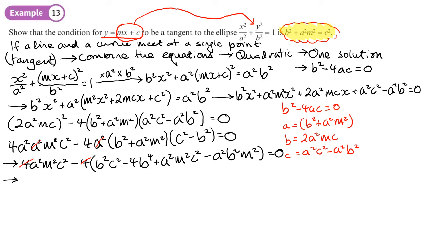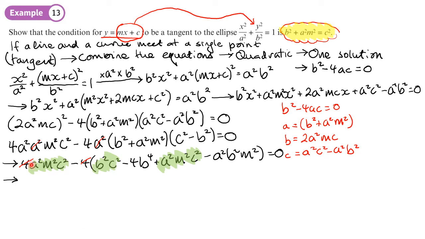Now I've got, this is going to be a c term. Let's use the highlighter. So there's a c term there, and there's a c term here and here. So I'm going to put those all together on one side.